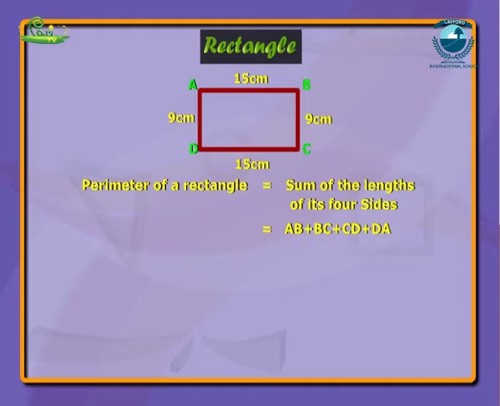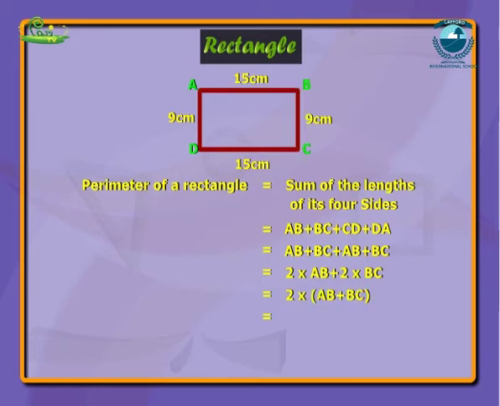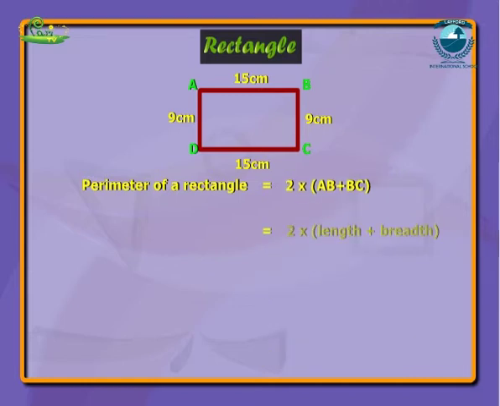As we know that opposite sides of a rectangle are equal, so AB is equal to CD and BC is equal to AD. It means now we have AB plus BC plus AB plus BC, which is equal to 2 into (AB plus BC), which is equal to 2 into (15 centimeters plus 9 centimeters), which is equal to 2 into 24 centimeters, which equals 48 centimeters. So the perimeter of this rectangle is 48 centimeters. So children, we can simply say that perimeter of a rectangle is equal to 2 into (length plus breadth).